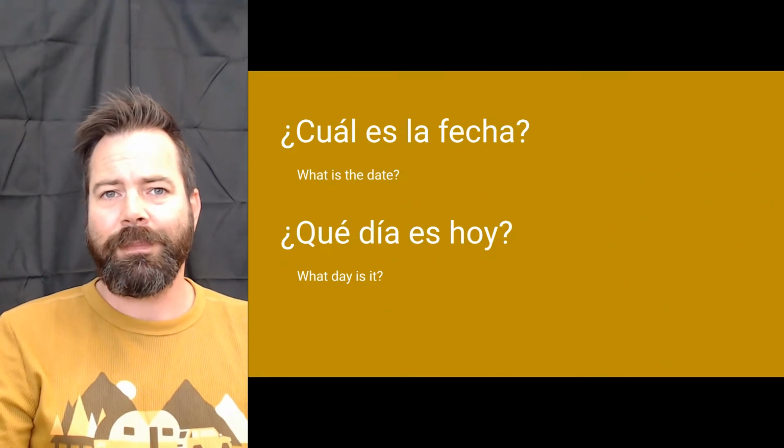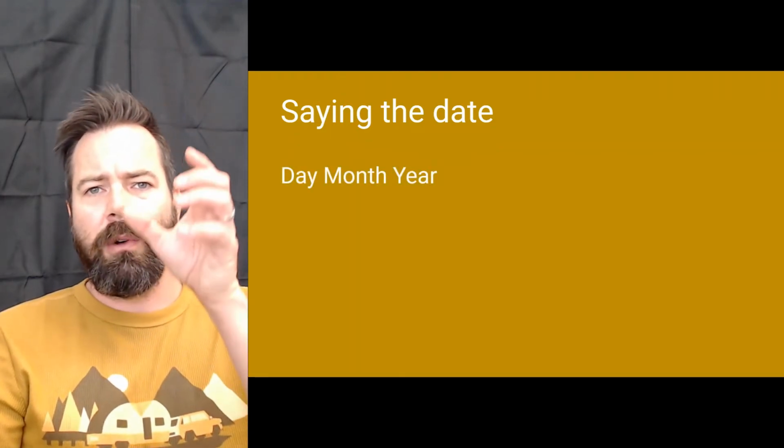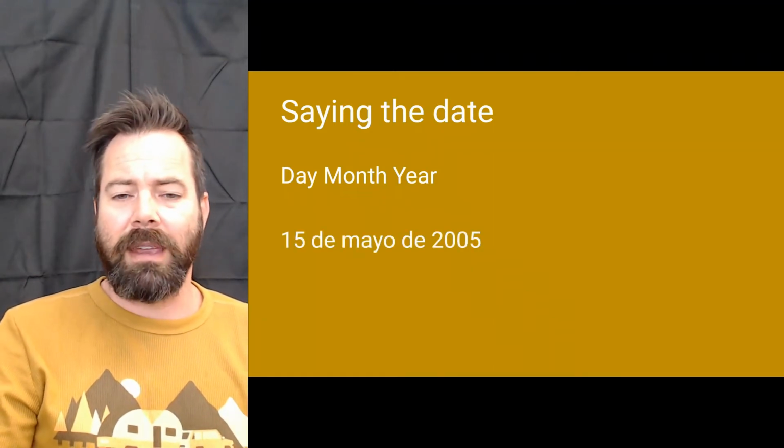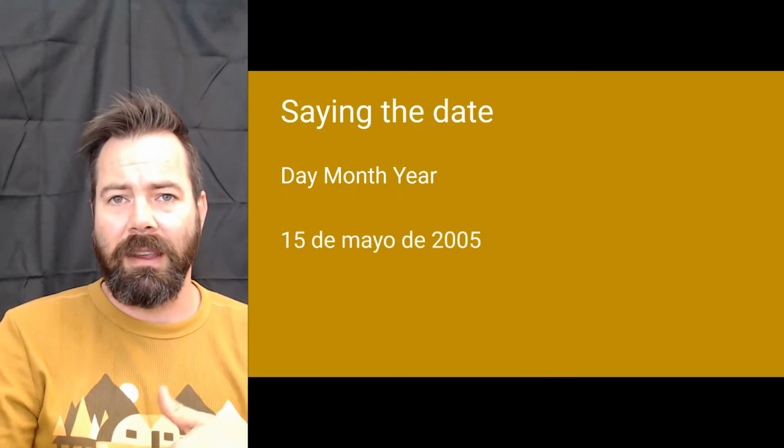What is the date? So this is how you say the date. It's a little bit different than English. The order goes differently. In English, we go month, day, year, like September 5th, 1990. In Spanish, it's the opposite of that. Day, month, year. So, for example, you'd have 15 de mayo de 2005. So that would be May 15th, 2005.